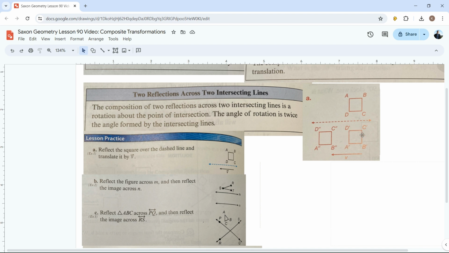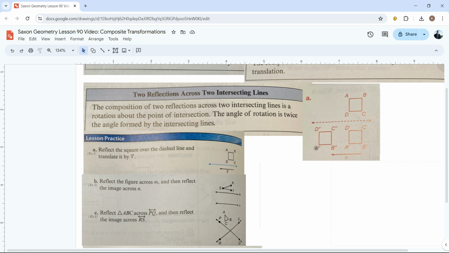Then we have to do our next transformation, which is to move things in the direction of this vector by this distance. So what you do is take a ruler and first measure vector V, and then you measure that same distance from the image of A to the left, the image of D to the left, C, B, connect the points, and then here is your composite image after a reflection and a translation.